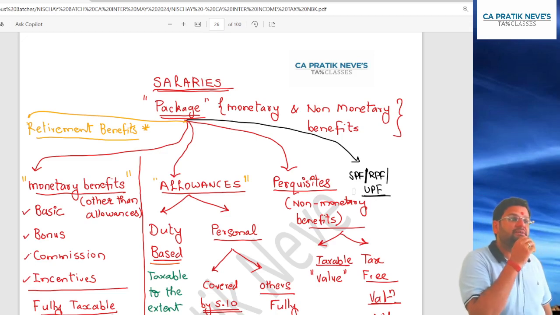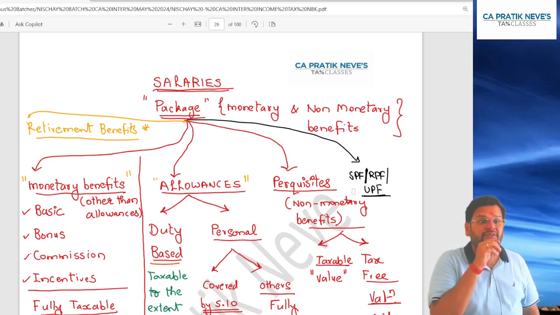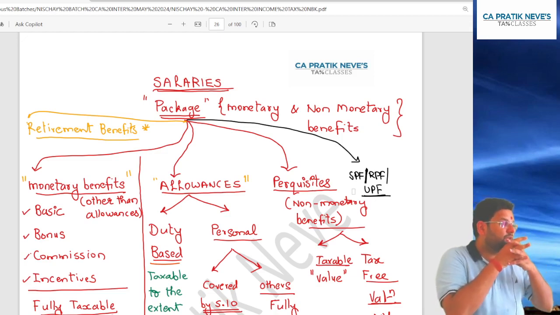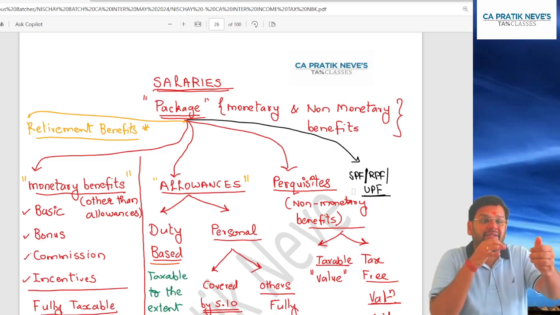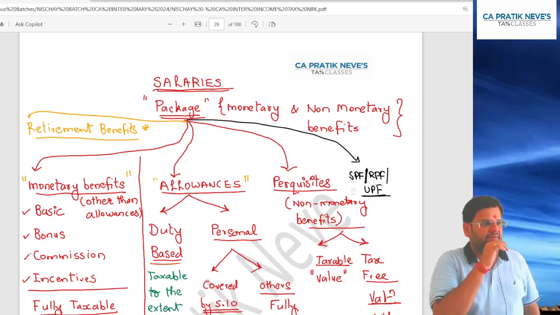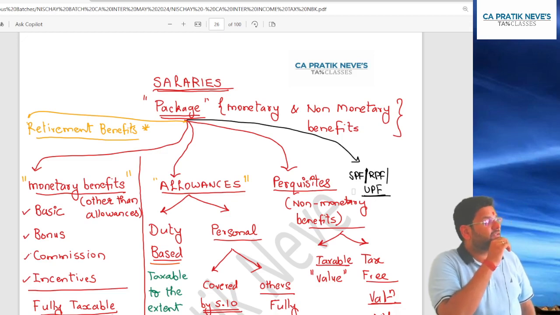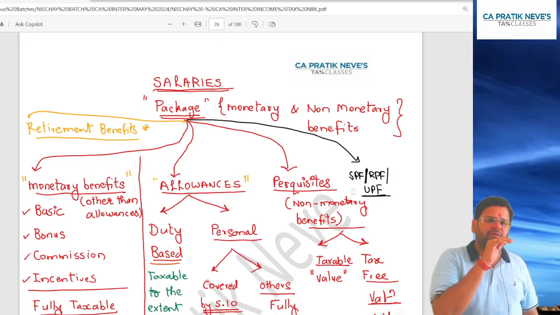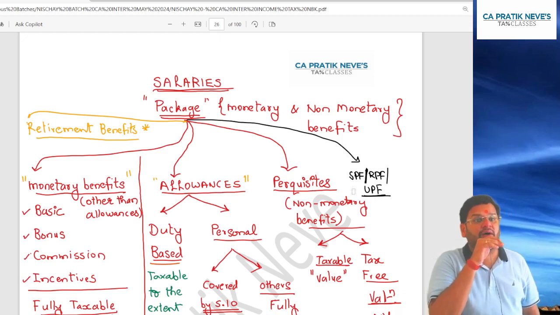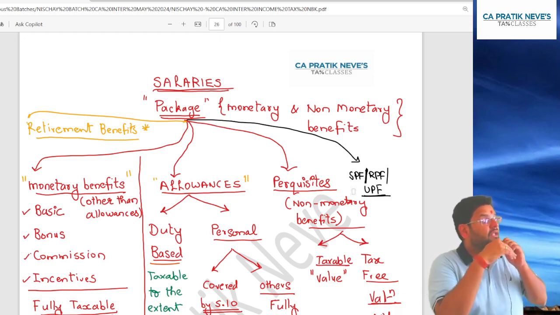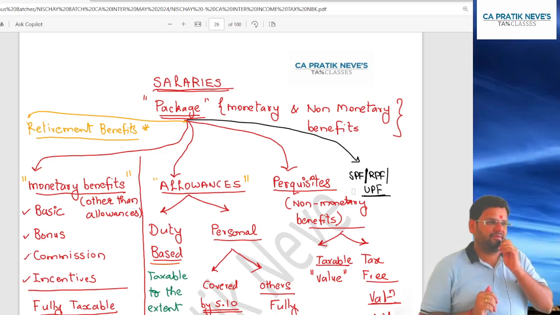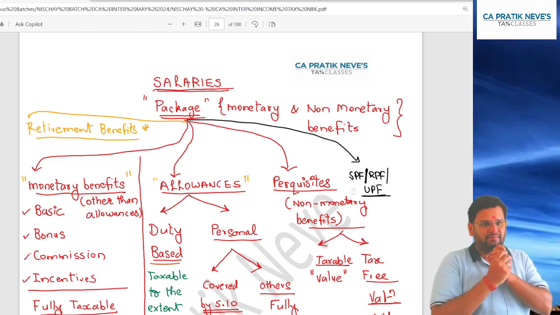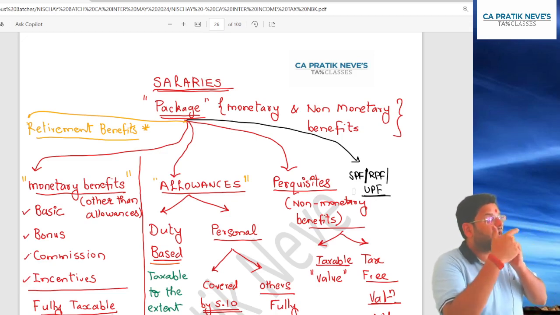Package will have monetary benefits like basic, bonus, commission, dearness allowance. Getting it? Monetary benefits means given in terms of cash, actual money. Then there will be something called allowances. Allowances are also monetary benefits, but given in the form of allowances. Like if you are working in night shift, then there is some extra allowance. For your meals, there could be a meal allowance. So there are different types of allowances.